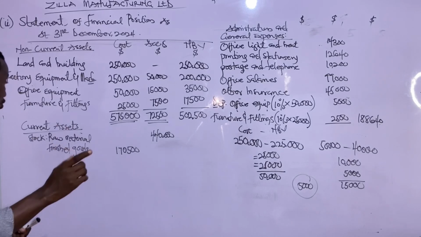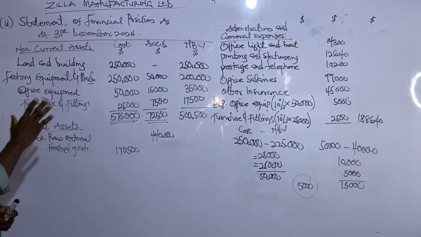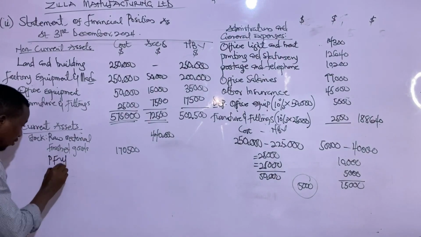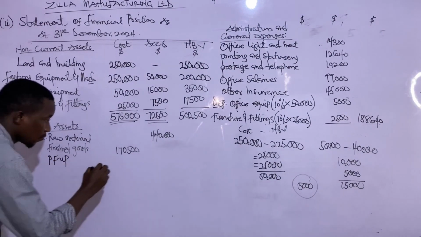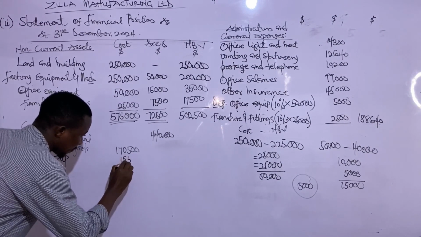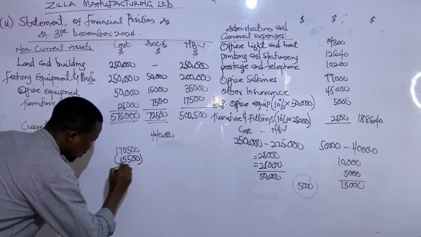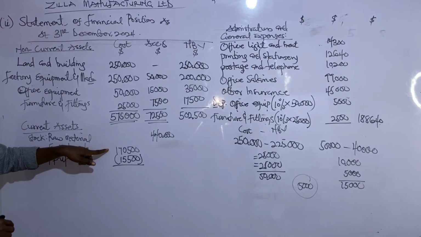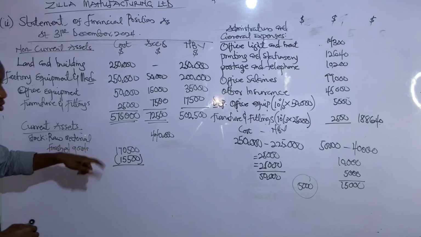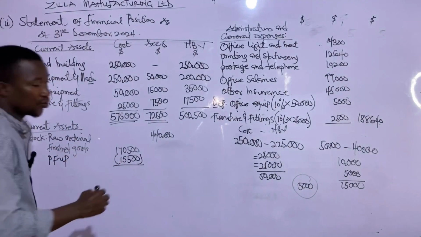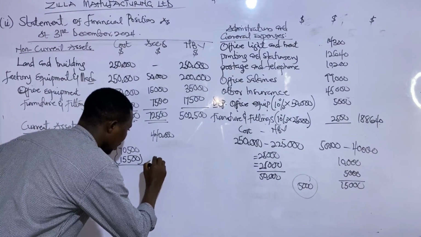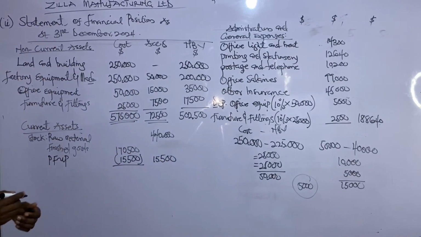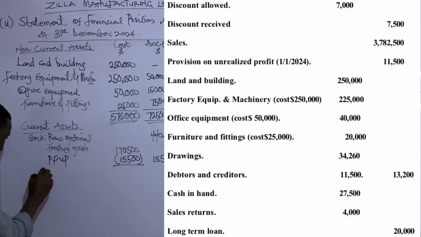Okay, and I told you that will be treated in the balance sheet or statement of financial position. So you will come and say provision for unrealized profits. You write it in full, 15,500. We will subtract so that the closing stock will be valued at cost according to IAS 2. Good. So when we subtract this from this, we will get 15,500. Is this clear? Then we move to the next current asset, that is debtors.